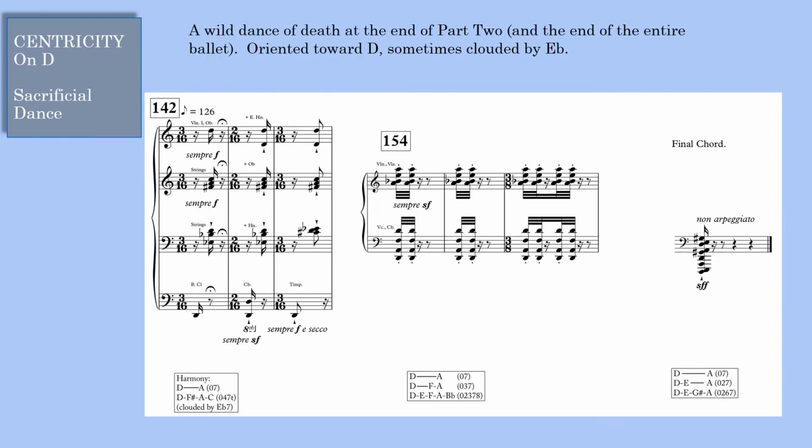The sacrificial dance at the end of Part 2, and of course the end of the entire ballet, is in a radically different expressive mode compared to the introduction to Part 2, from mysterious, feminized night music to a violent, murderous, frenzied dance of death. But the music is again oriented toward D, and again we find that D is sometimes clouded by E-flat.